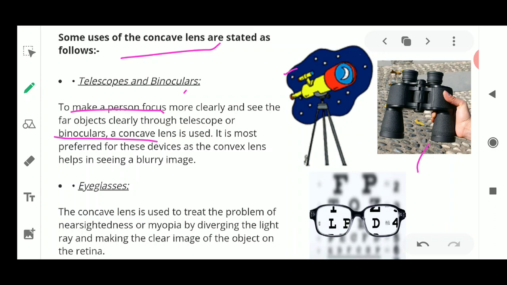And if the object is placed at infinity, which means at a very far distance, then we are using the telescope to see the stars or other objects which are present in space.